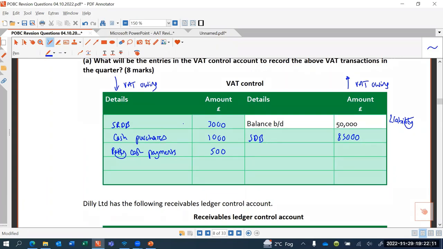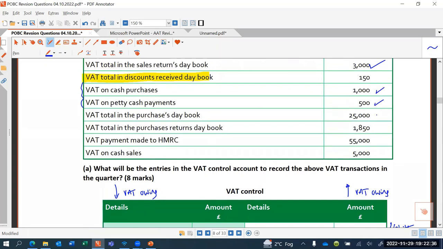Same side, for the same reason. It's more purchases. You're not paying for them straight away, but they are just simply more purchases. So let me just abbreviate it. The purchase day book or purchases would go to the debit side. And the VAT on purchase day book items was 25,000, quite significant there. So get that one in.